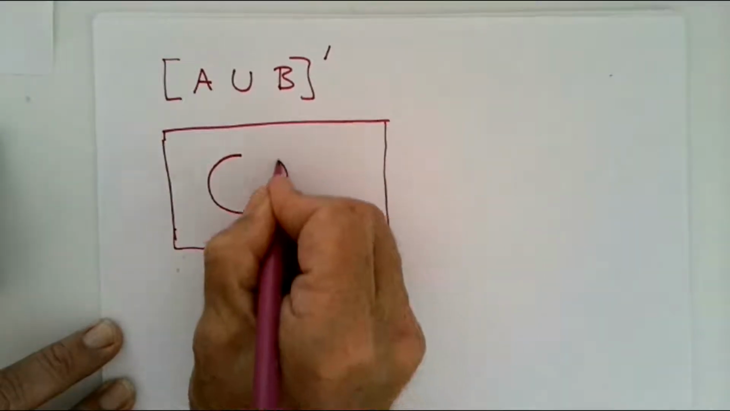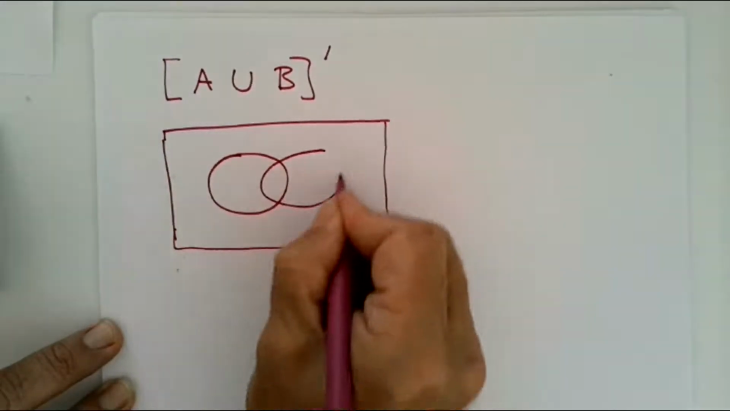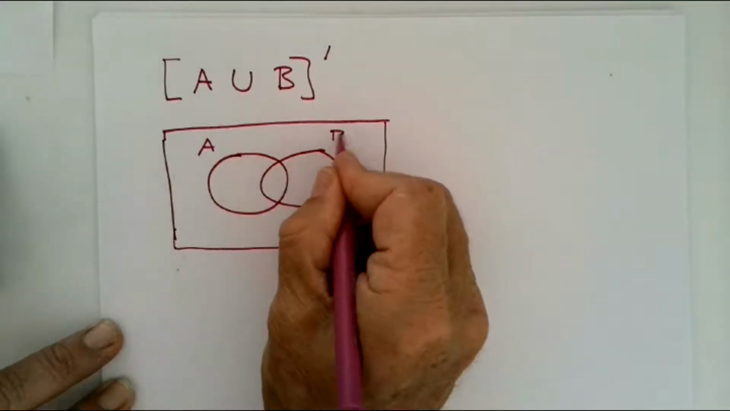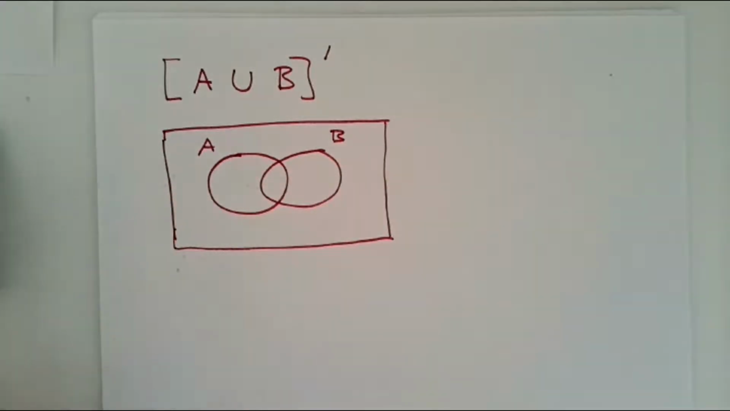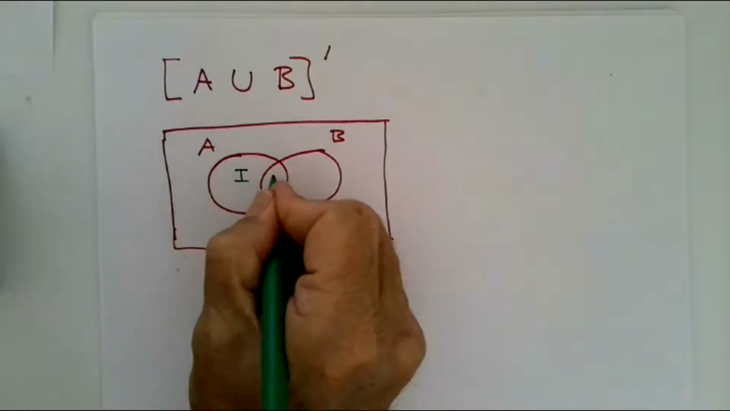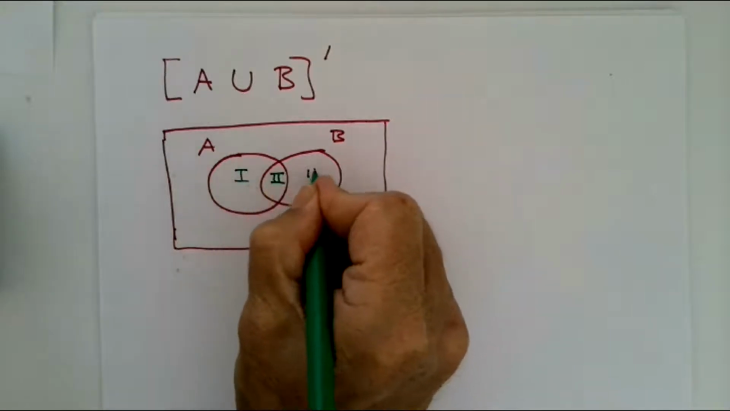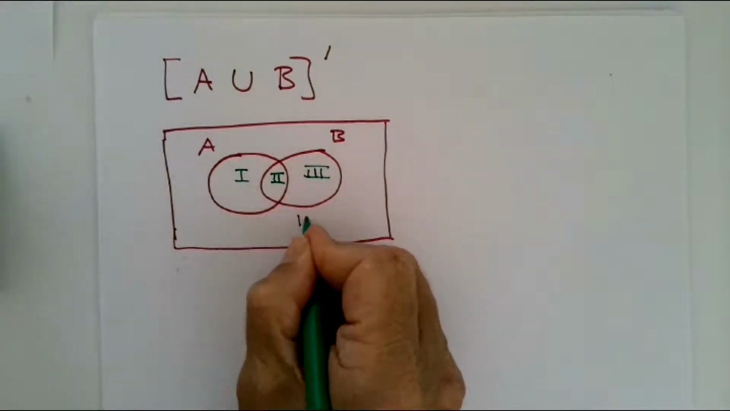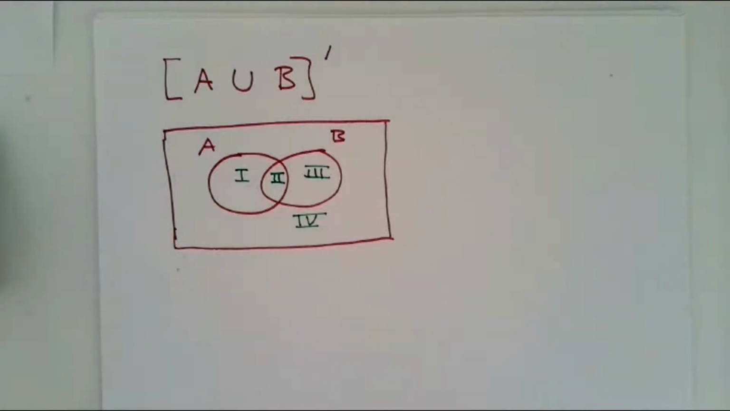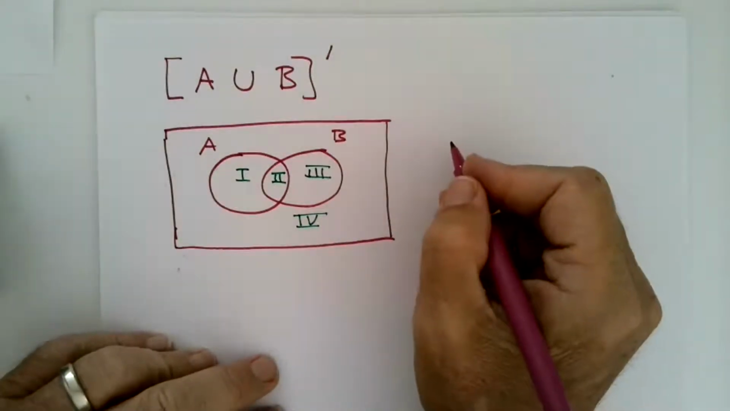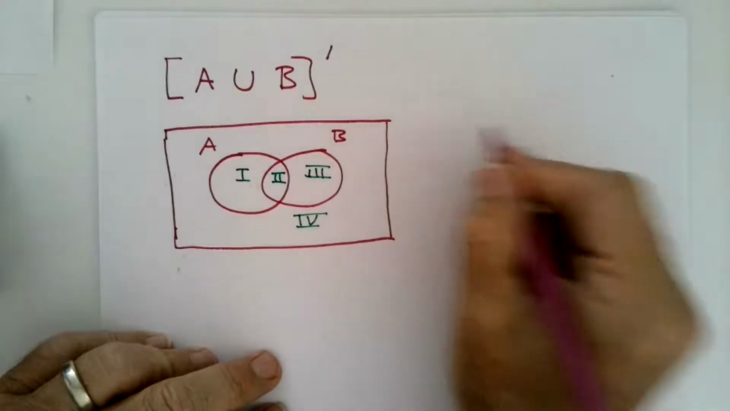So here's A, here's B. There's A, there's B. Again, A consists of region 1 and region 2. B consists of region 2 and region 3. Region 4 is outer space. So we want to figure out, how do I shade A union B complement? How am I going to do that? What is my strategy going to be? Well, let's take a look.